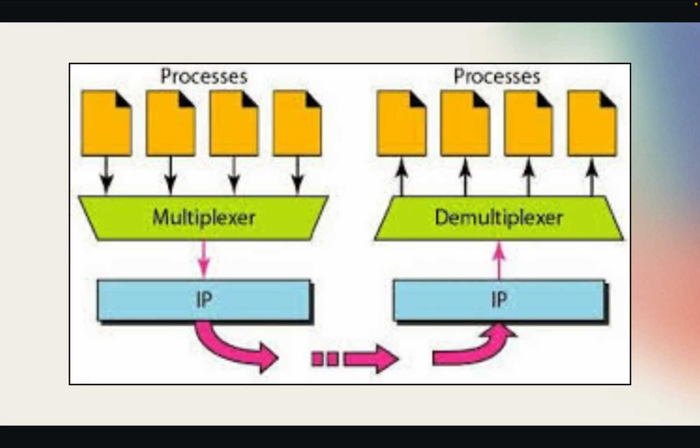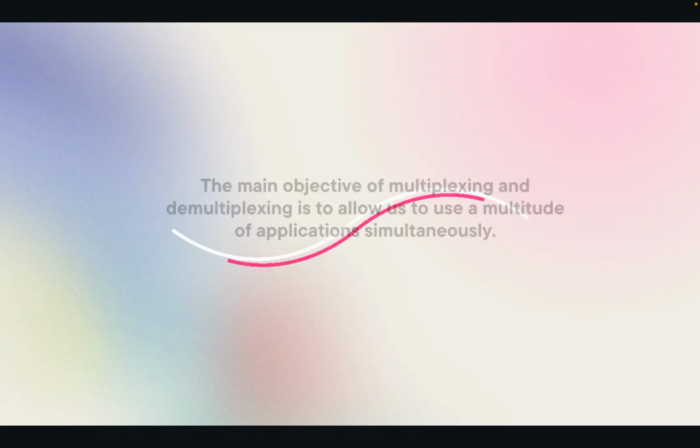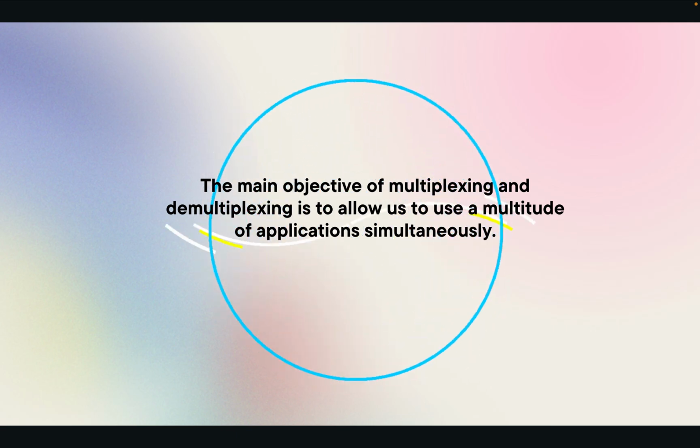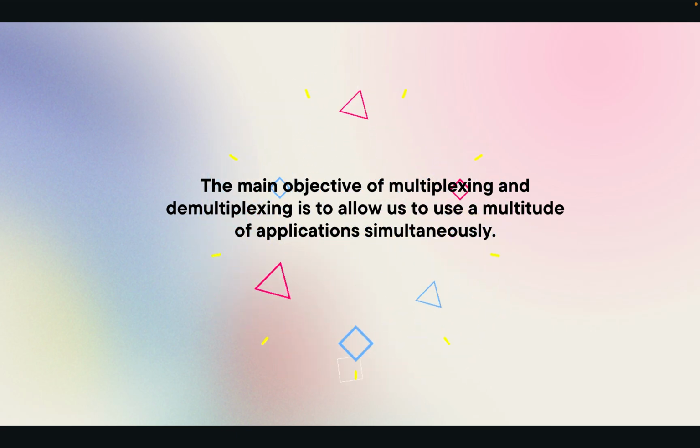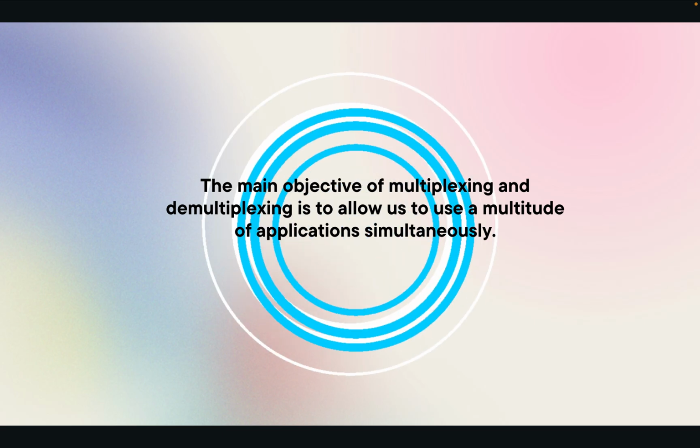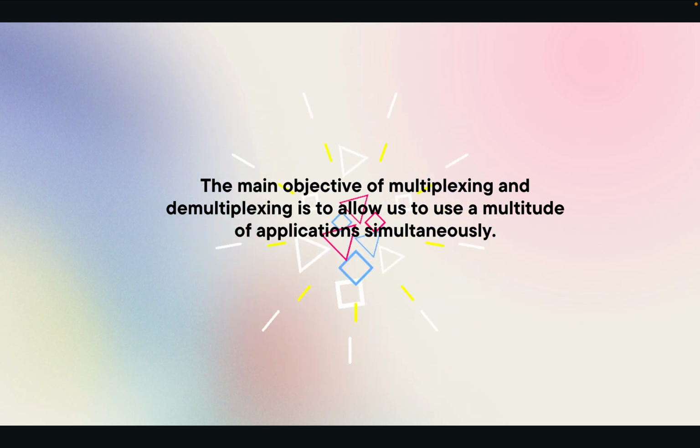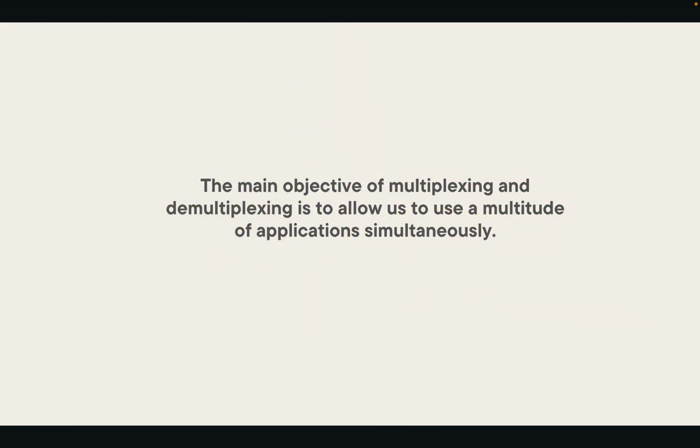Exactly. So there are multiple different processes. We use a multiplexer to combine them into a single process, and then we send it to the destined IP, and then it is demultiplexed and sent to the different processes. The main objective of multiplexing and demultiplexing is to be able to use multiple applications at the same time without having an error in any of those applications.